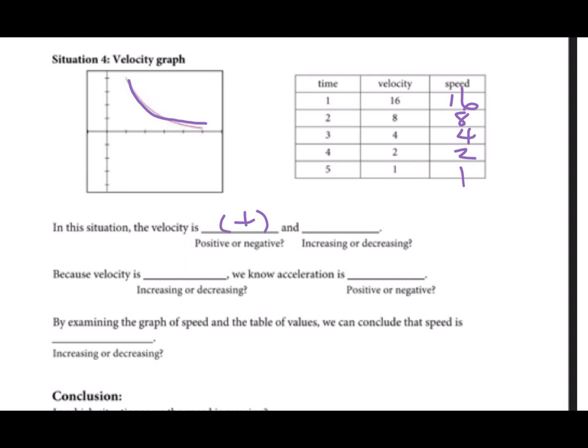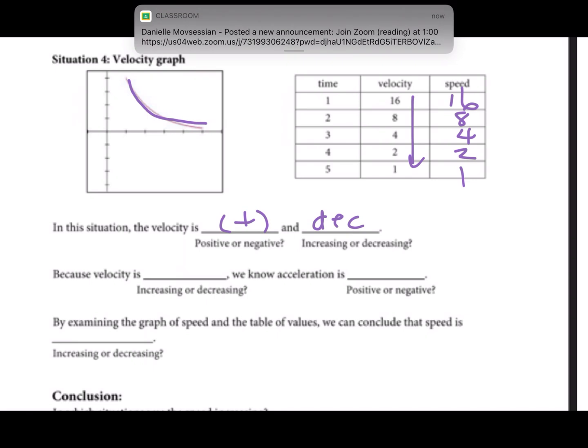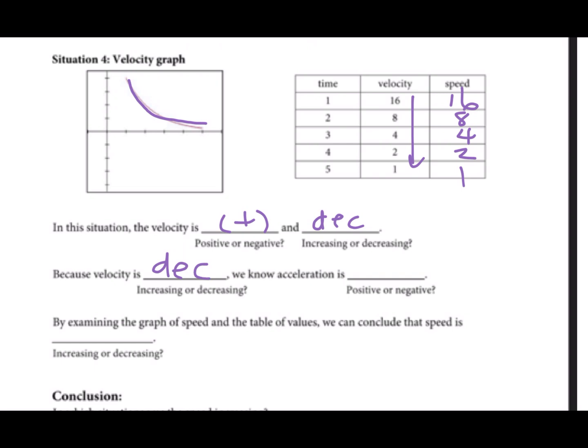Okay, and look at the graph of velocity. The graph of velocity is for sure decreasing. Look at the values of velocity. Those are for sure decreasing. Okay, because velocity is decreasing, we know that its derivative is negative. Okay, but by examining the graph of speed, look at here, 16 down to 8, down to 4, down to 2, down to 1. Look at the graph of speed. That's also decreasing. Okay, I want you guys to reflect on this and try to fill in the conclusion part. When you're done, pause the video, fill in the conclusion part, and come back to me when you're done with that.